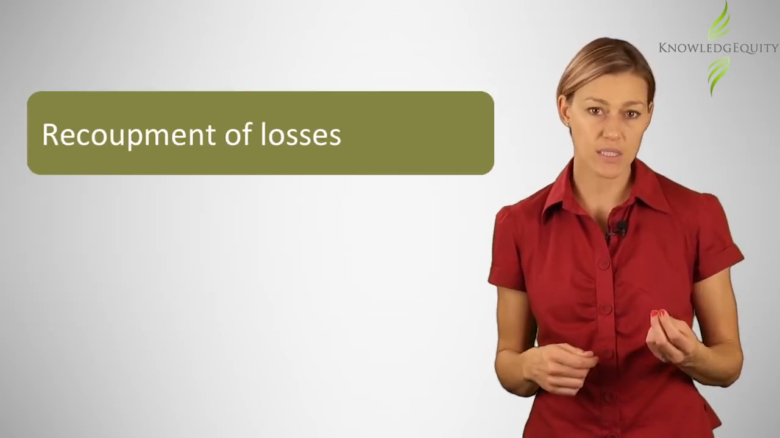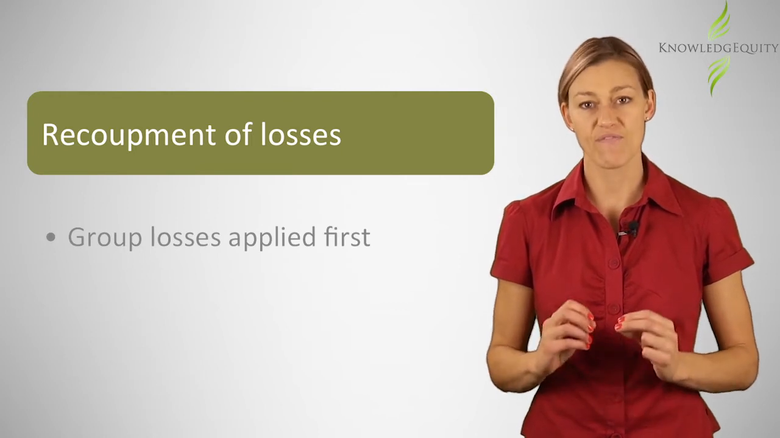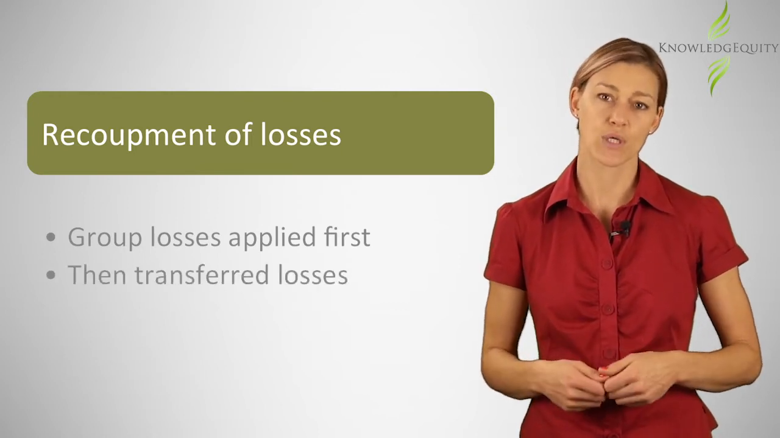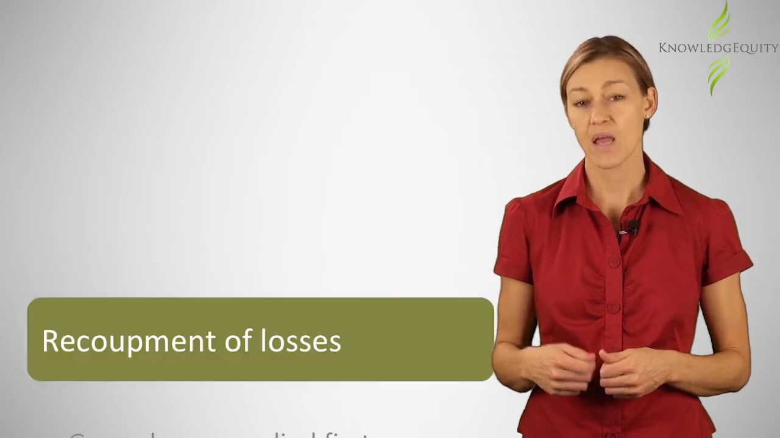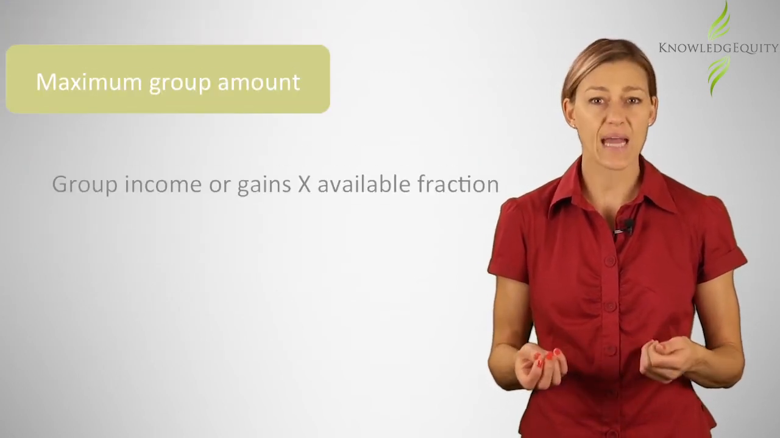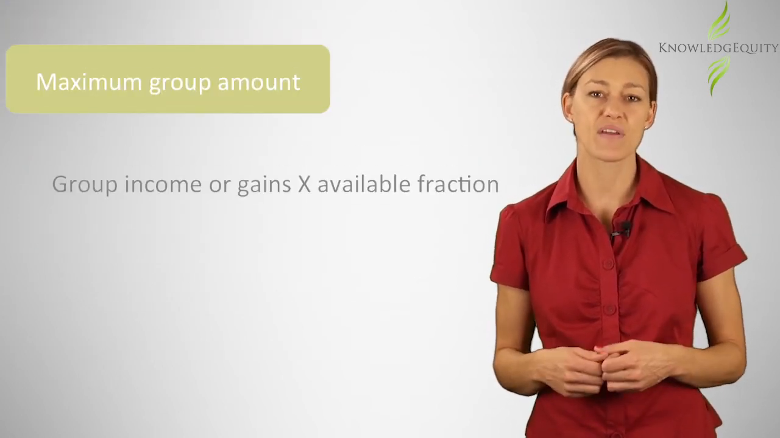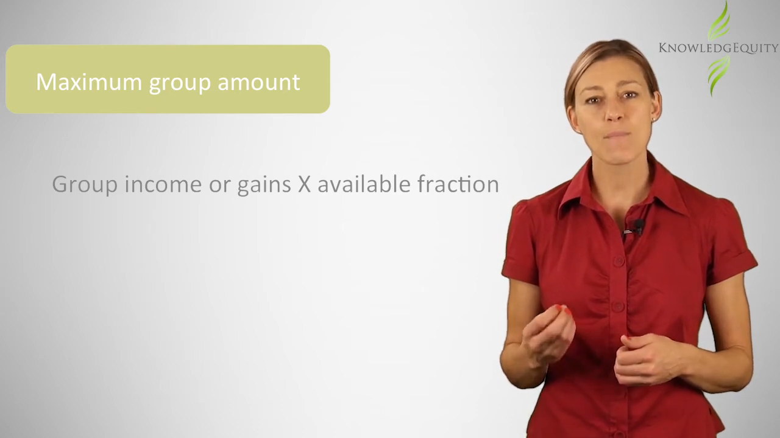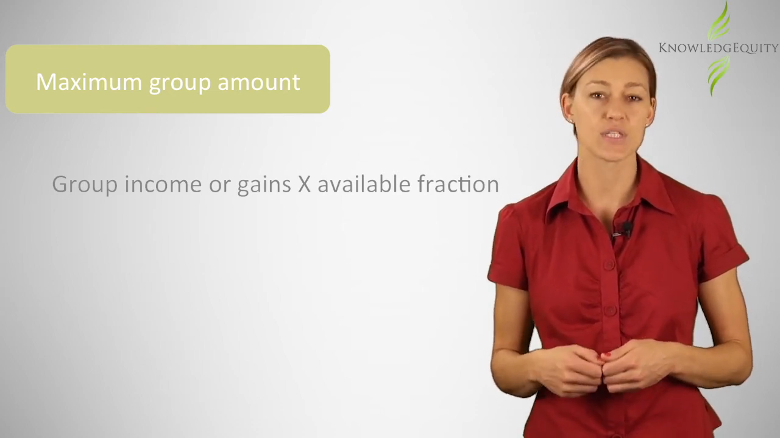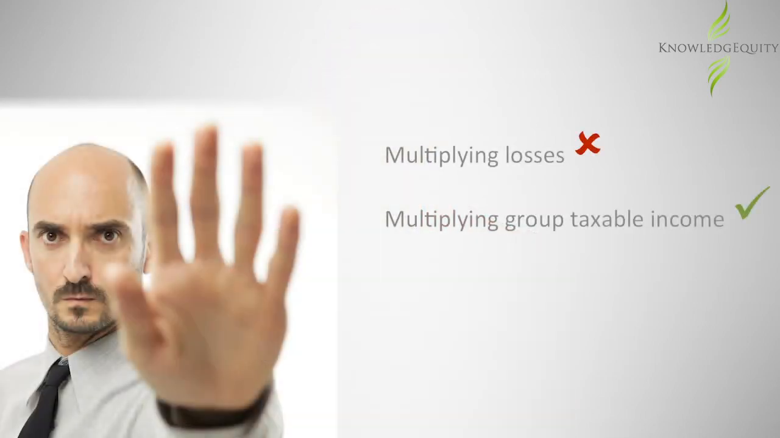To recoup losses, group losses are applied first, then transferred losses may be recouped. Then, group income or gains of each type are multiplied by the available fraction to determine the maximum group amount that may be used in recouping bundled losses. We need to stop and note at this point that we are not multiplying the losses by the available fraction. We multiply the group taxable income by the available fraction.